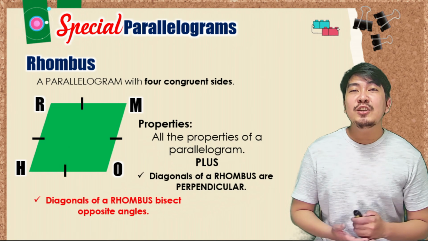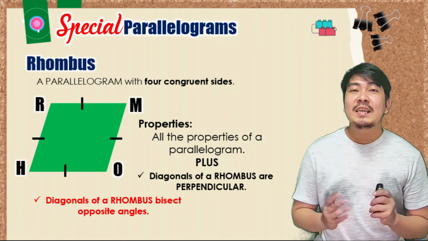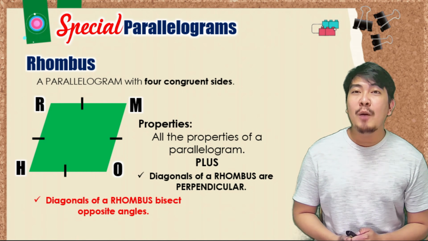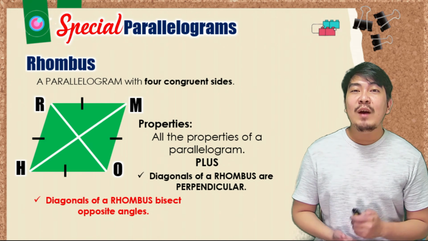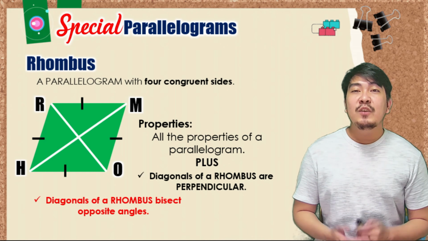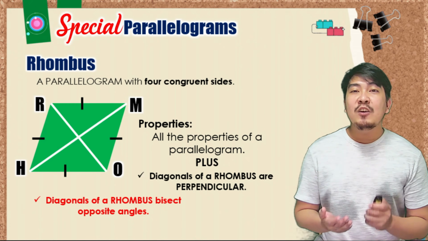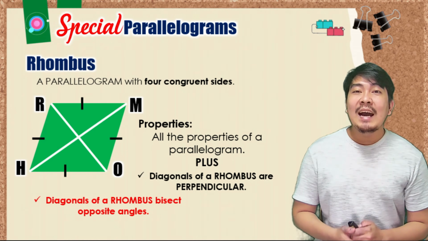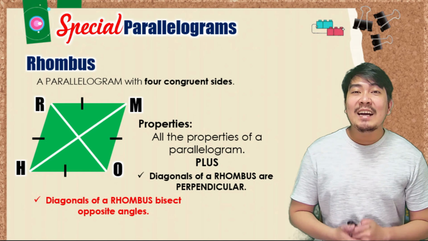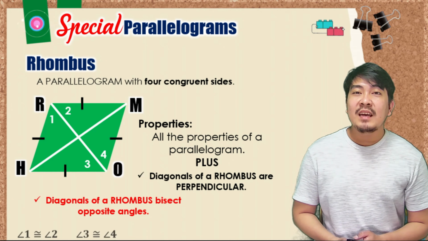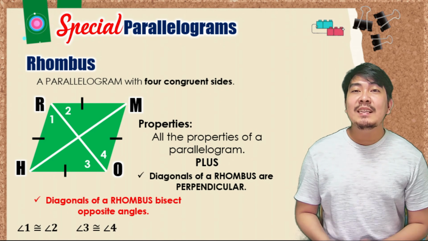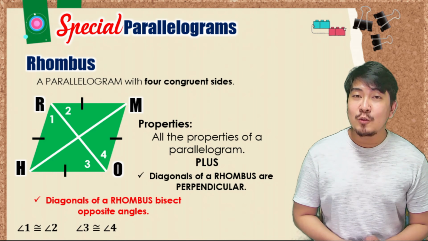So another additional feature of a rhombus, the diagonals of a rhombus bisect opposite angles. So let us now have the diagonals again. So if we are going to consider diagonal RO, so diagonal RO bisect angle R and angle O. Let us have the angles formed. So we can say that angle 1 is congruent to angle 2.